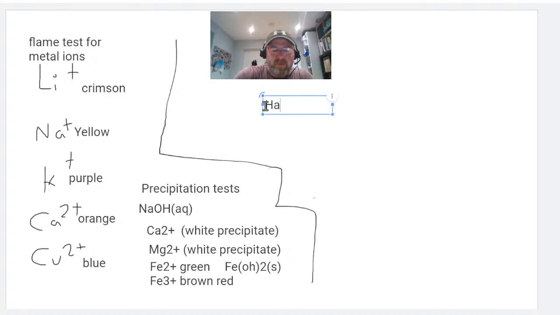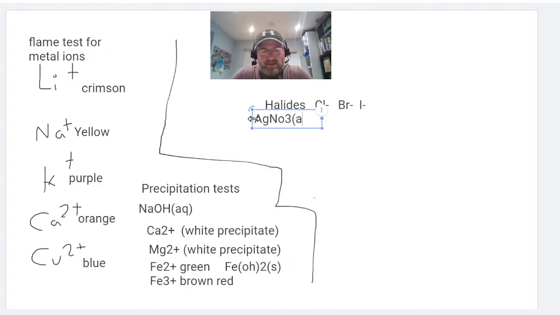And you've got the halides. You test for these by adding silver nitrate solution, and you have to know to add dilute nitric acid. So you've got to add silver nitrate and dilute nitric acid, and then you have to know the colours that these go. These will give out a precipitate as well.